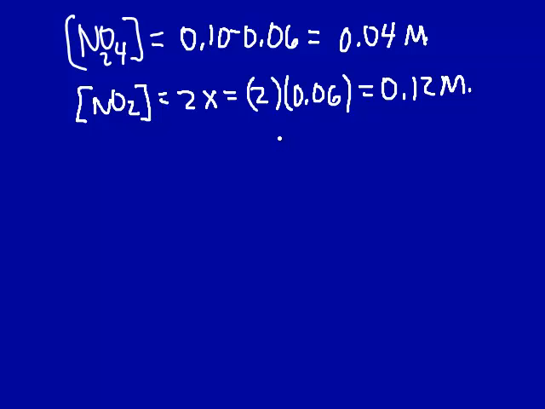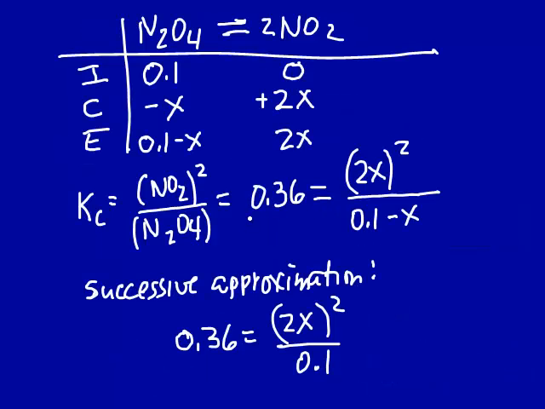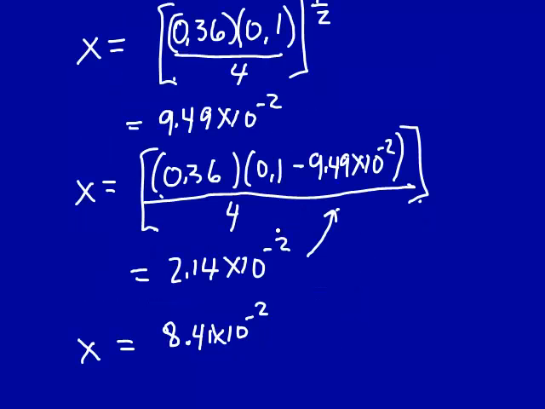We started out with a successive approximation, but we found out that it didn't work, and the reason was this was large, the Kc was large. So we went and used the quadratic formula.